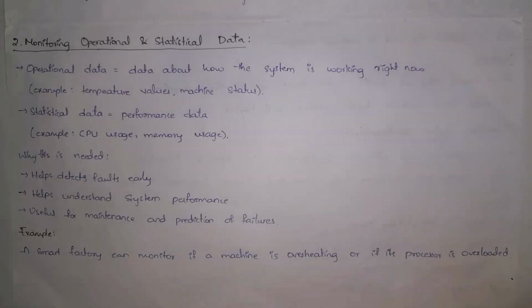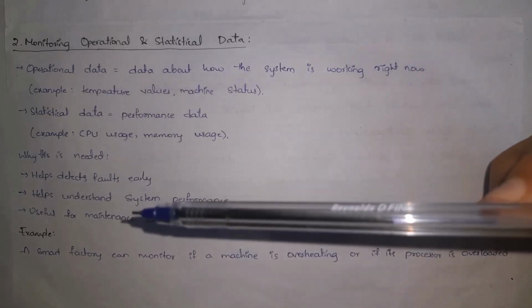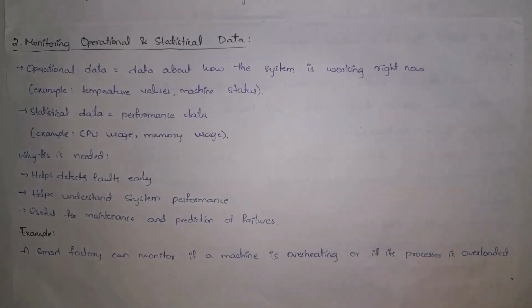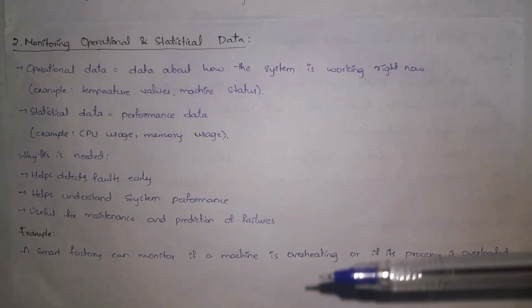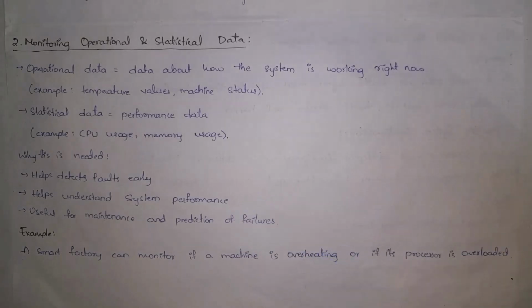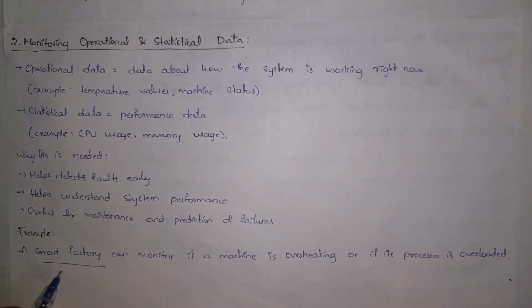So with the help of IoT system management, we can automatically get information about operational and statistical data so that we can detect problems earlier and understand system performance. We can easily predict failures and maintenance will be easy. For example, if you consider a smart factory, in the factory, we can automatically monitor all machines' performance, like whether a machine is overheating or not, whether the processor is overloaded or not, etc. with the help of IoT system management.